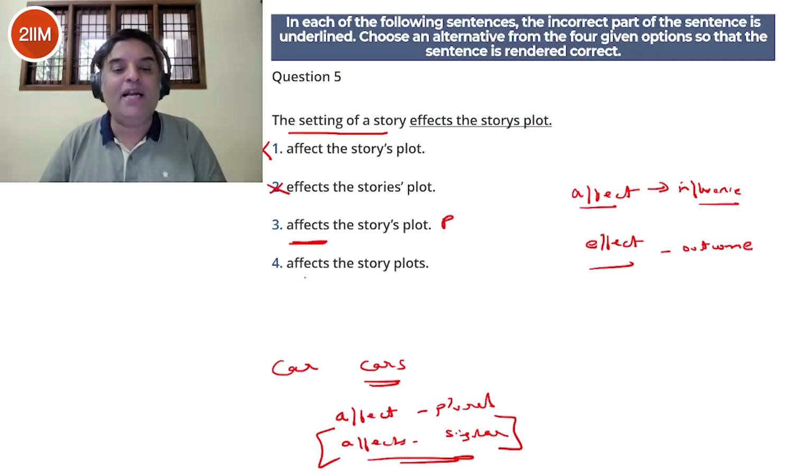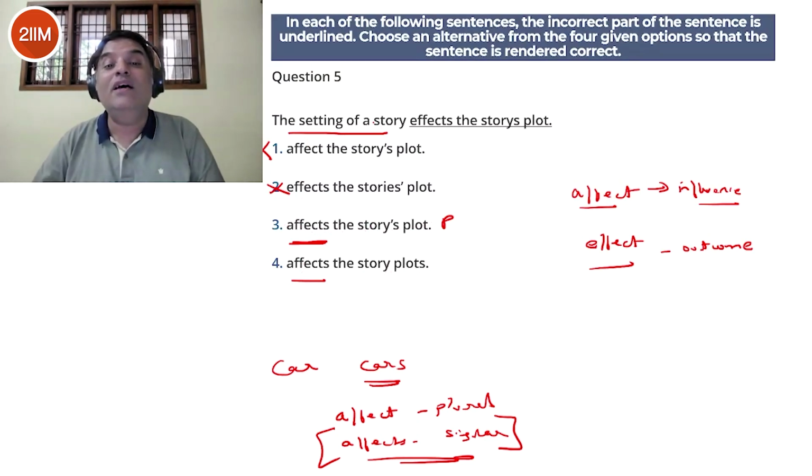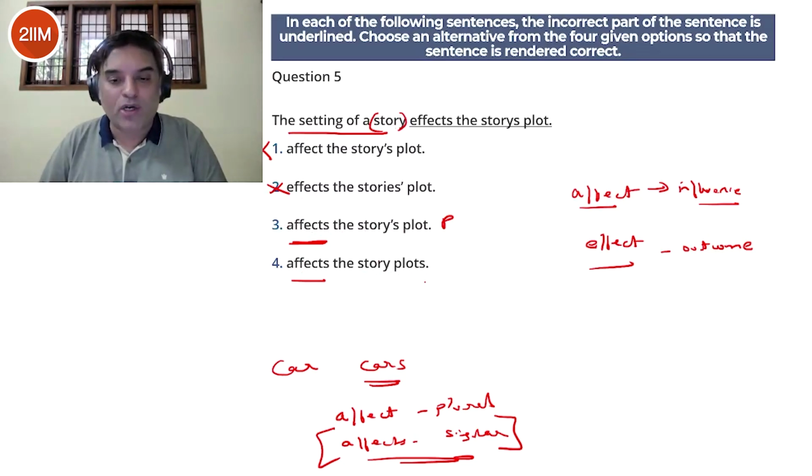This seems correct. We'll park it. "Setting of a story affects the story plots." Now look at the difference. Here we're talking about story's plot, and here it's saying story plots. We are talking about one single story, so we will not say story plots. So this is wrong. Story's plot is absolutely correct.